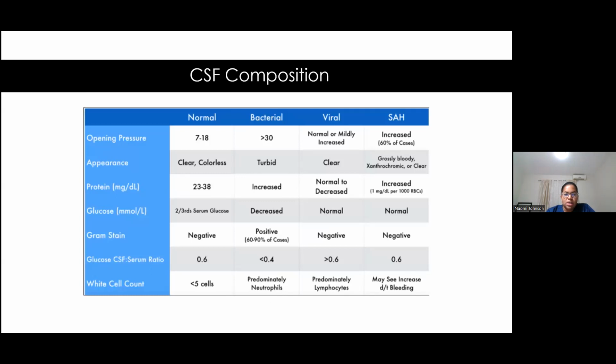So this chart gives a touch on the pathology. We're not straying too far there, but understanding the normal CSF composition can give us an idea of what we are dealing with regards to pathology in a patient. So if we get a sample that has a significantly increased protein, we can think of bacterial infection. If we also see something like a decreased glucose to serum ratio, those are predominantly bacterial infections. But if we have grossly bloody samples with xanthochromia, we can think of subarachnoid hemorrhage.